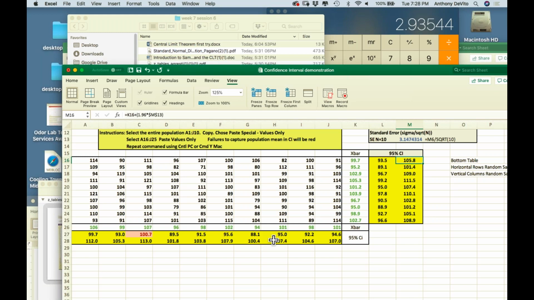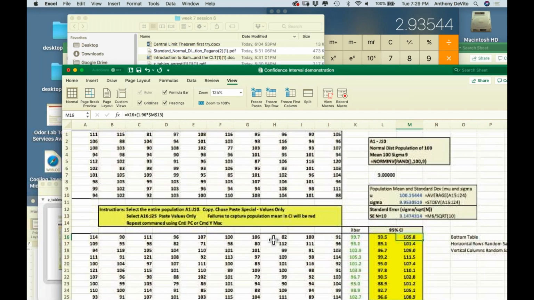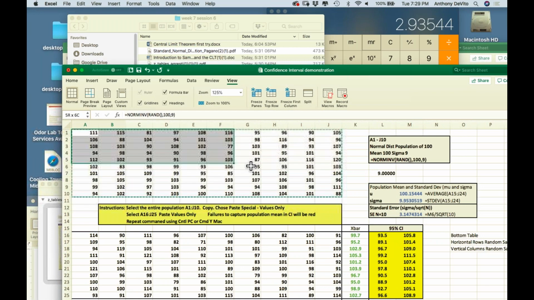19 out of 20 times we successfully predicted that the range of our confidence interval captured the population mean, between the lower end and the higher end. There's a trick I can do now. I'm going to highlight this again. This is a new set of numbers.